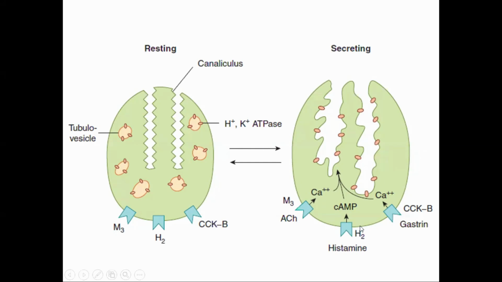Then there is histamine. Histamine acts on the H2 receptor. The H2 receptor has a more potent effect than acetylcholine and gastrin. If you just block these H2 receptors, then most of the problem will be solved.